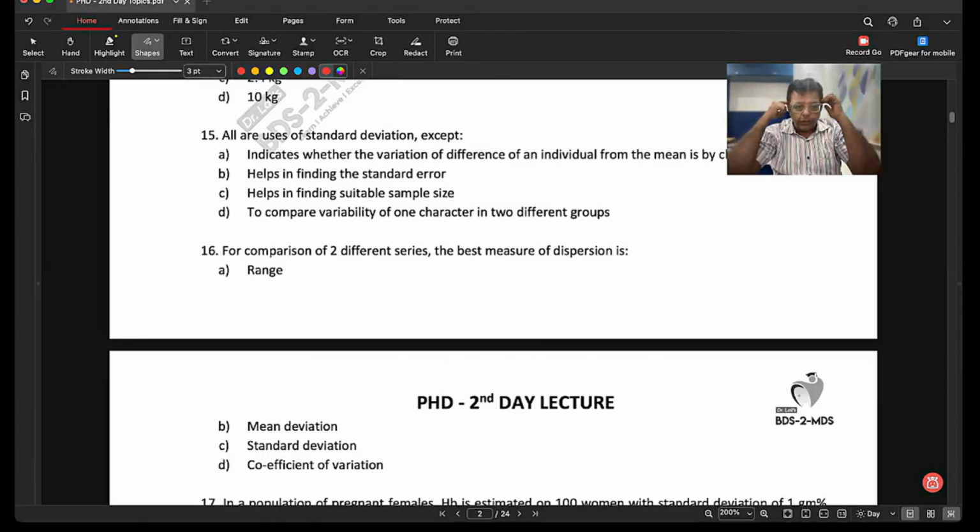Question number 16, for comparison of two different series, which is the best measure? 16 also, can you please solve? For comparison of two different series, which will be the best measure of dispersion? Please mark for 16 also. Okay, 15 and 16. Don't worry if you're wrong. You just mark.